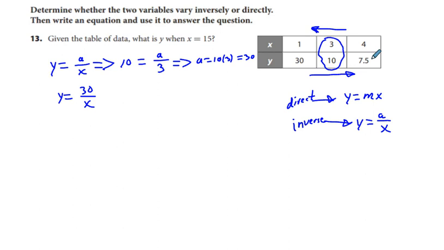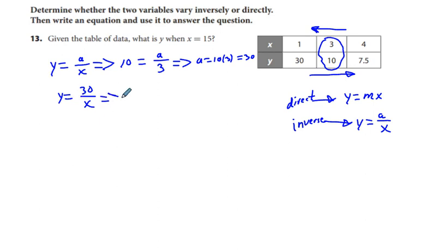I hope you can see that if we take 30 divided by x, if we take input of x, 30 divided by 1 is 30. If we take 10, 30 divided by 10 is 3. If we put in 4 for x, 30 divided by 4 is 7.5, so that checks out.